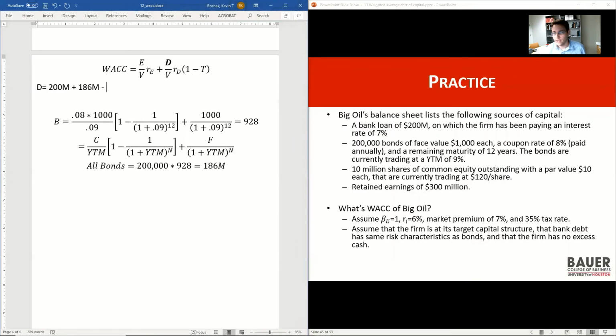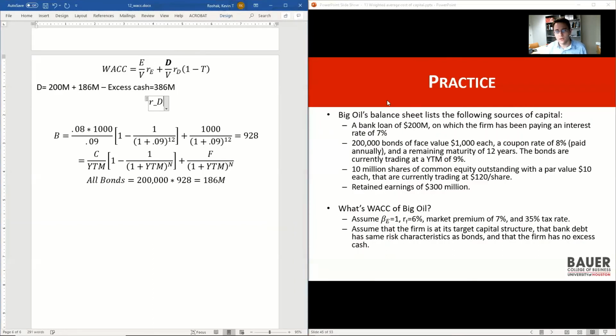And then the last thing we need is to subtract off excess cash. We said that we only care about net debt. We look down, where's excess cash? Okay, no excess cash. So that makes it a little bit easy. We don't need to deal with that. We just have 386 total in debt. All right, so it's a fair amount of work, but that gives us the first piece of the WACC formula.